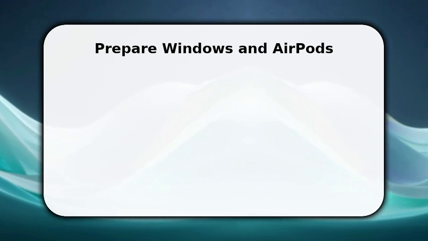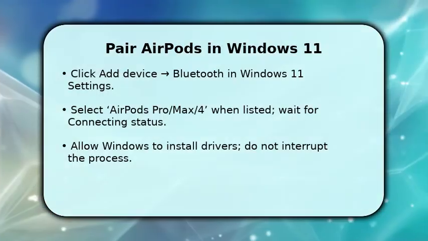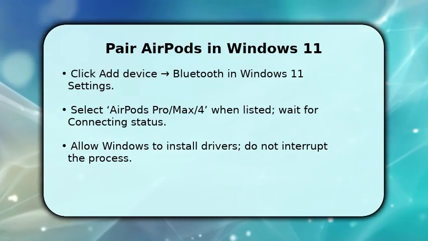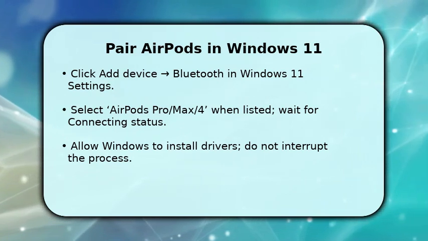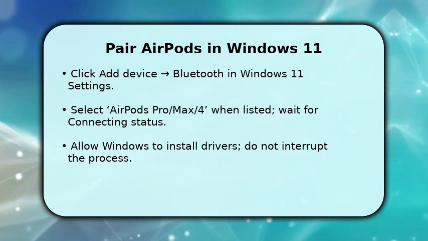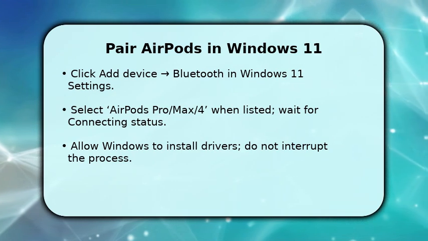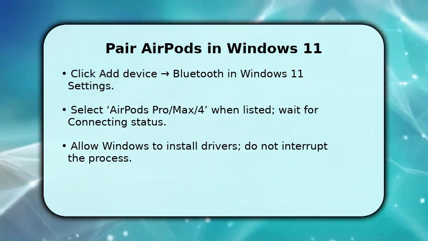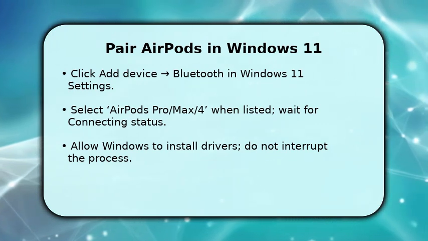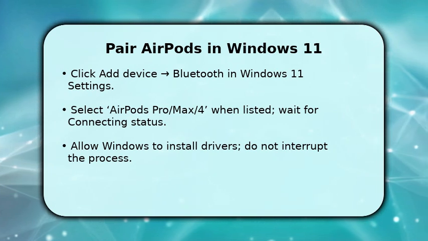Next, you perform the actual pairing. In Bluetooth and Devices, click Add Device and choose Bluetooth. Windows will scan. When you see your AirPods 4 in the list, tap their name to connect. Make sure you hold the case lid open until Windows reports connecting, because closing it may abort discovery. The system may automatically install drivers and set AirPods as the default audio. Let that finish, and then test playback to confirm both audio.